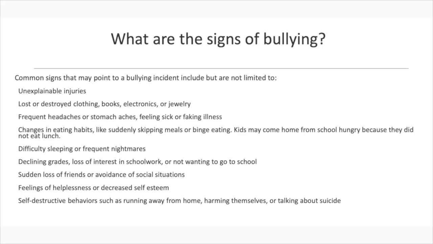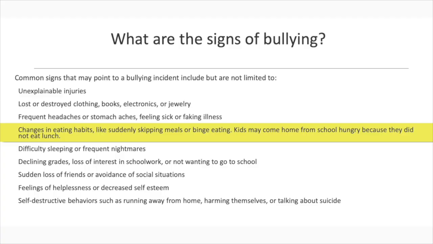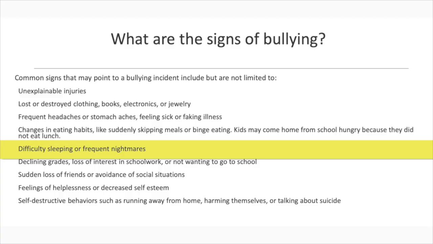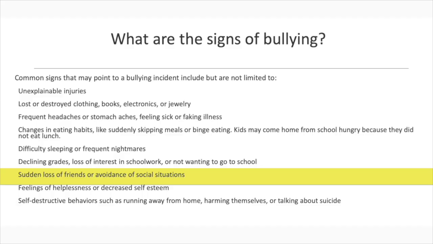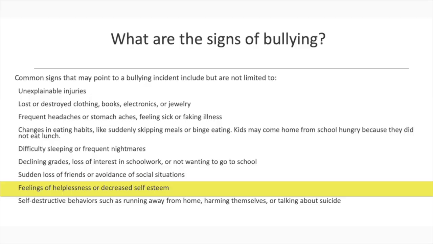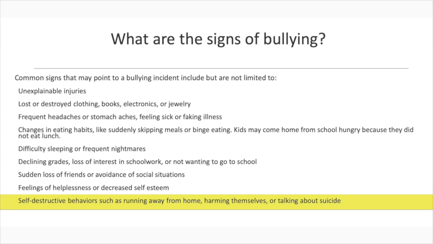Common signs that may point to a bullying incident include, but are not limited to, unexplainable injuries, lost or destroyed clothing, books, electronics, or jewelry, frequent headaches or stomach aches, feeling sick or faking an illness, a change in eating habits, likely skipping meals or binge eating, difficulty sleeping, declining grades, sudden loss of friends or avoidance of social situations, feelings of helplessness or a decrease in self-esteem, or self-destructive behaviors such as running away from home, harming themselves, or talking about suicide.